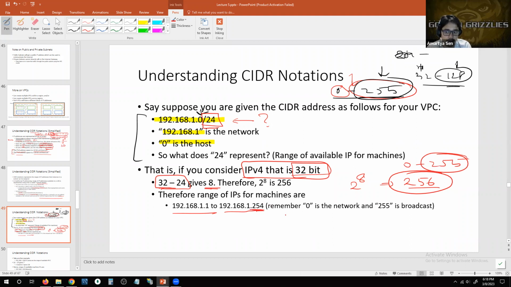Again, always remember not 0 and 255, but in a more generic way, remember the first value is your network's IP address, and the very last value is always going to be your broadcast address, right? So those are the two things that you have to keep in mind.